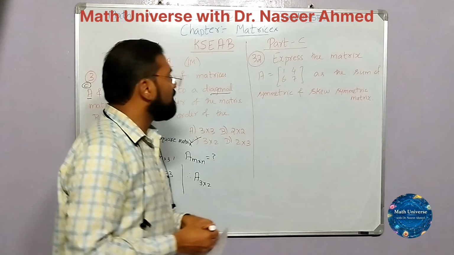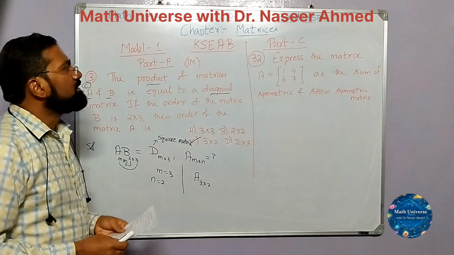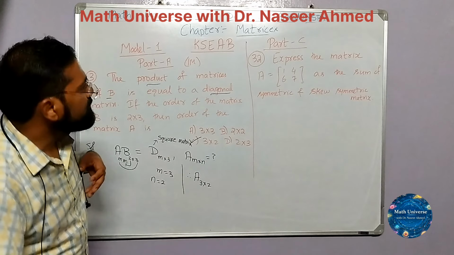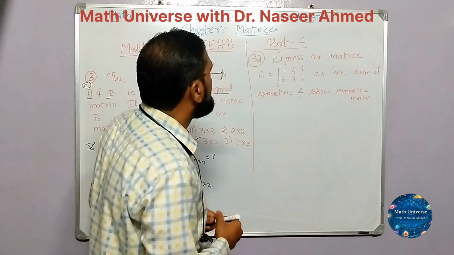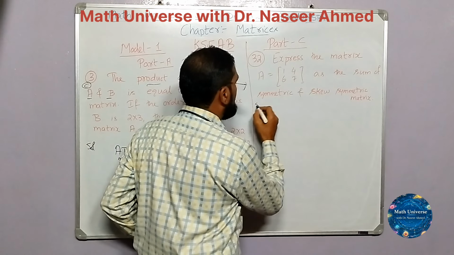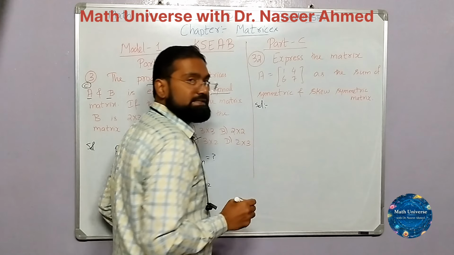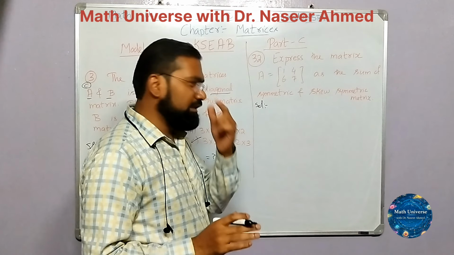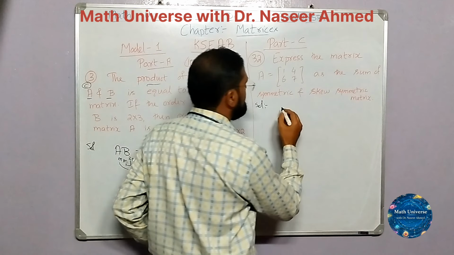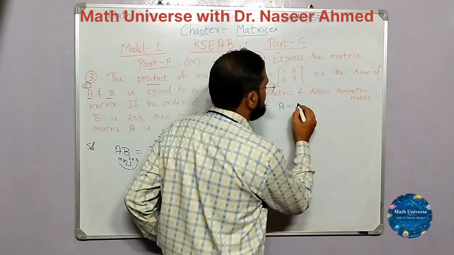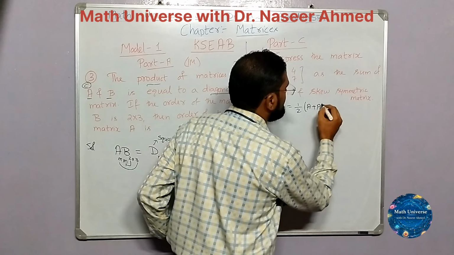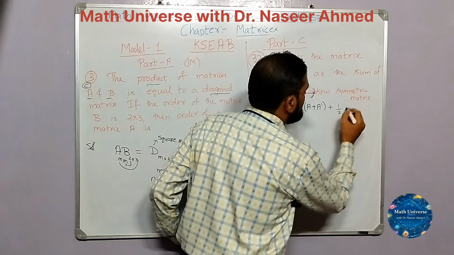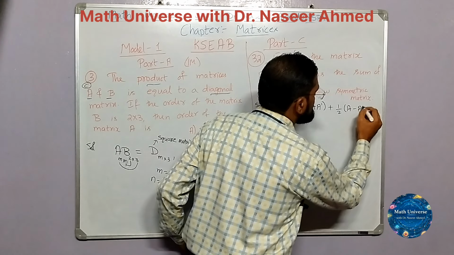We have to go for this question. So it's a 3-marker question. Let us try to solve this. See, coming to this, we have discussed one concept that every square matrix A can be expressed as the sum of a symmetric and a skew symmetric matrix by using this formula: A is equal to half of A plus A transpose plus half of A minus A transpose.